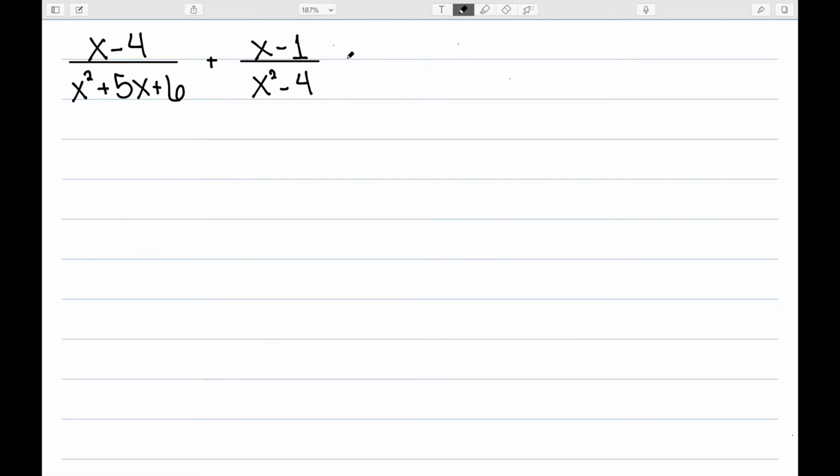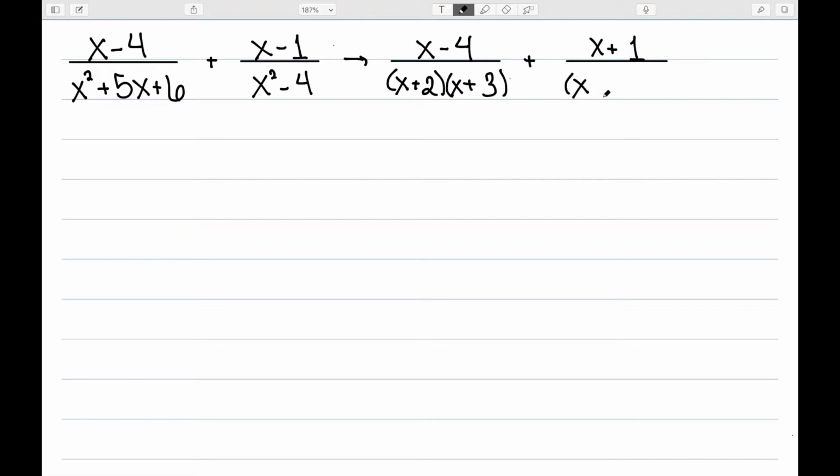Here's my next example. My first step is to factor. So if I look at the first fraction, I have an x minus 4 on the top. The denominator, I need two things that multiply to be 6 and add to be 5. And I can get that with 2 and 3. My next piece, x plus 1 over. I need to factor x squared minus 4, and we can do that with x minus 2, x plus 2.